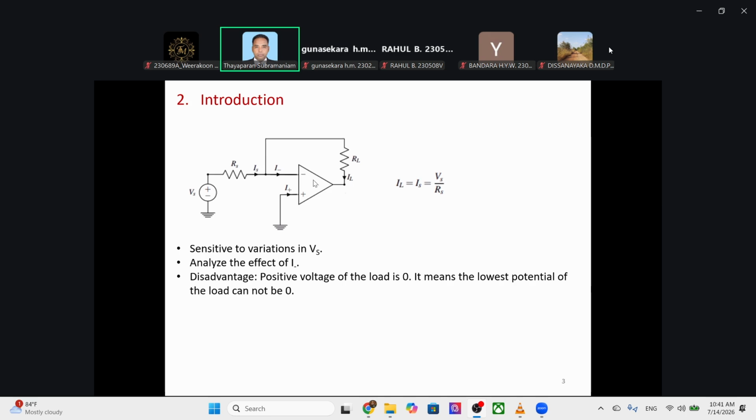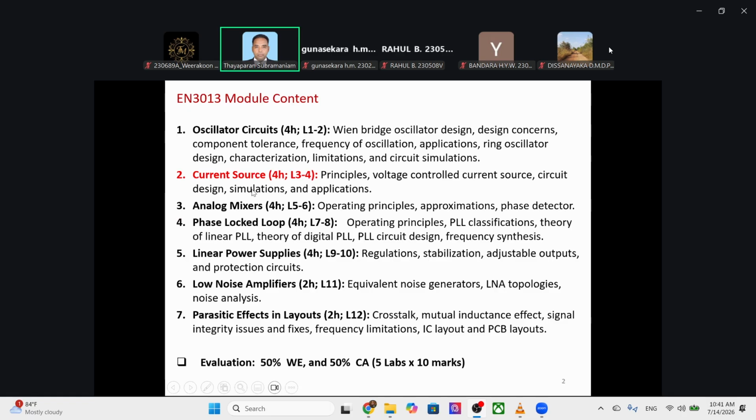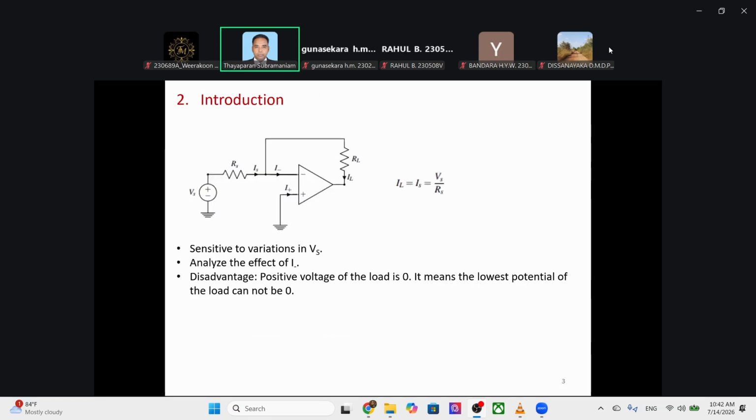Not only that, supply voltage variation to the op-amp will affect the output. Supply voltage variation to the op-amp will have some influence on the Vout. So that also brings some uncertainty, because this is a current source. What is the meaning of a current source? We have to provide the current that the user specifies. If the user wants 1 amp, you have to give 1 amp. If the user wants 50 milliamp, you have to give 50 milliamp. So it has to be constant.